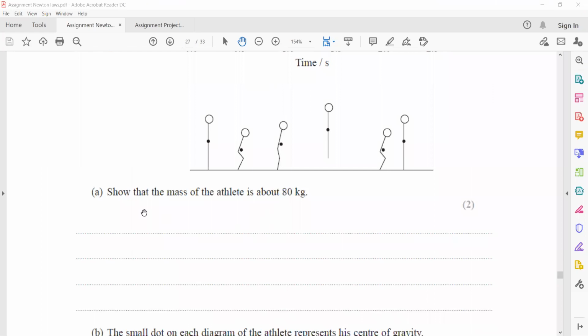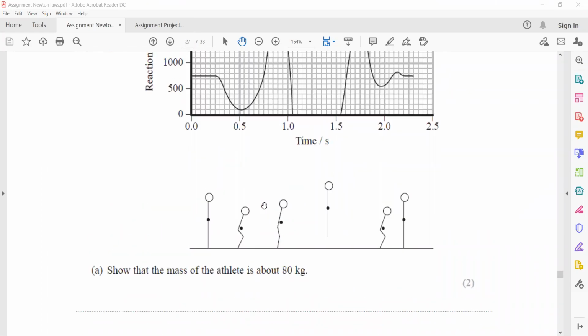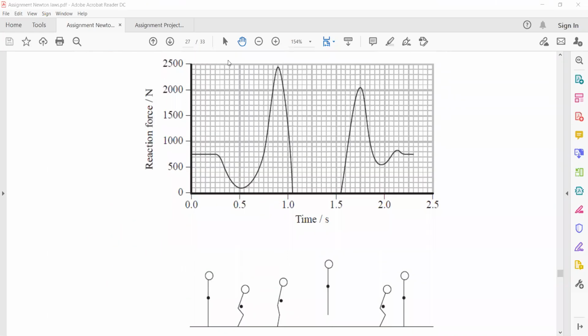And the mass of the athlete is about 80. How can we show that? Look, at this point the athlete does not push, he's standing still. So at this point, it means the weight which is acting down balances with the upward force.